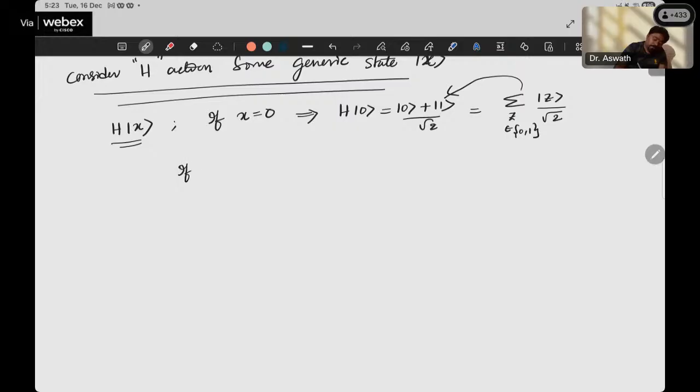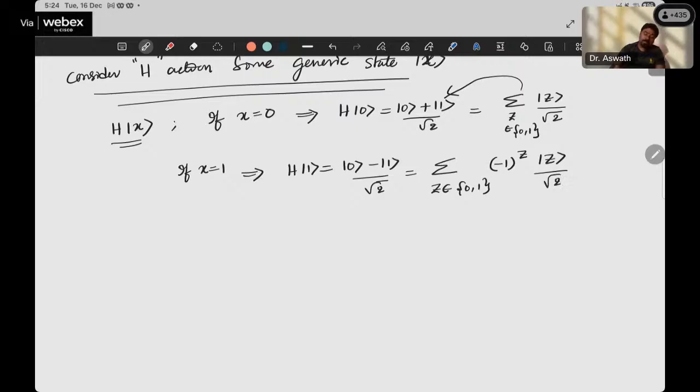Now let's consider if x is equal to 1. In that case, what happens? H acting on 1 gives you what? It gives you 0 minus 1 divided by square root of 2. Now if I had to write down a shorthand notation here, I'll write summation over z belongs to 0 comma 1, minus 1 to the power of z, z ket divided by square root of 2. This is what I'm doing. What I mean is, when z is equal to 0, I'll get the first entry. When z is equal to 1, I'll get the second entry.